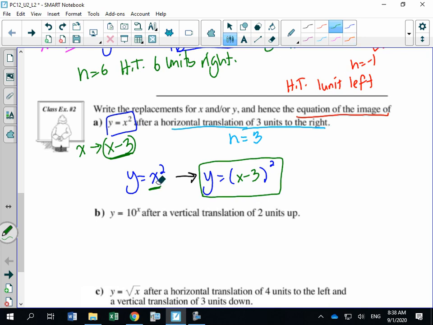And x squared is a parabola. And if you graphed x minus 3, you would have that h value is now 3, which is a horizontal translation 3 units right.